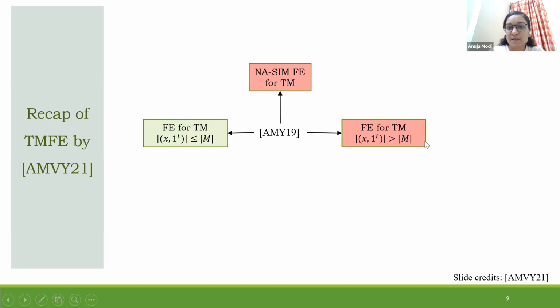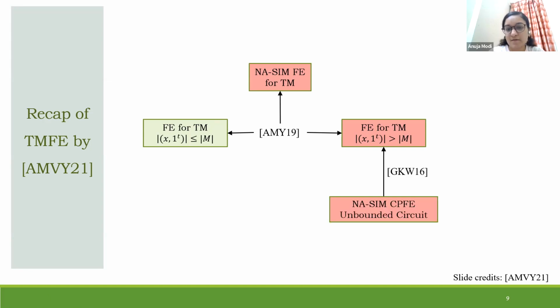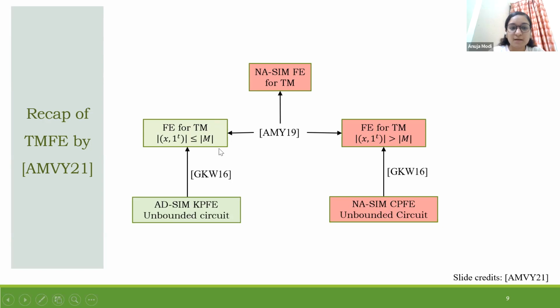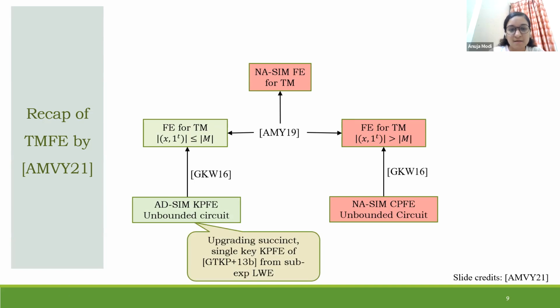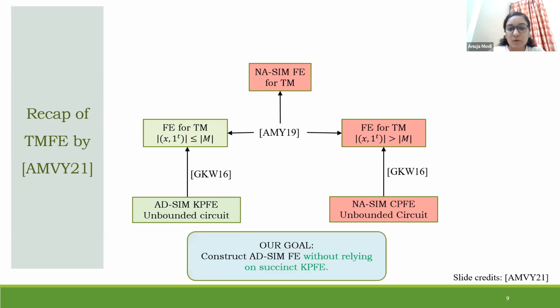So to construct FE for Turing machine where the machine size is bounded, they constructed non-adaptive simulation secure CPFE for unbounded circuit, and for the case where the machine size is unbounded, they constructed FE for Turing machine by constructing adaptively simulation secure KP-ABE for unbounded circuit. This adaptively simulation secure KP-ABE was constructed by upgrading the succinct single key KP-ABE of Goldwasser et al. from sub-exponential LWE. Our goal is to construct the adaptively simulation secure functional encryption without relying on succinct KP-ABE.